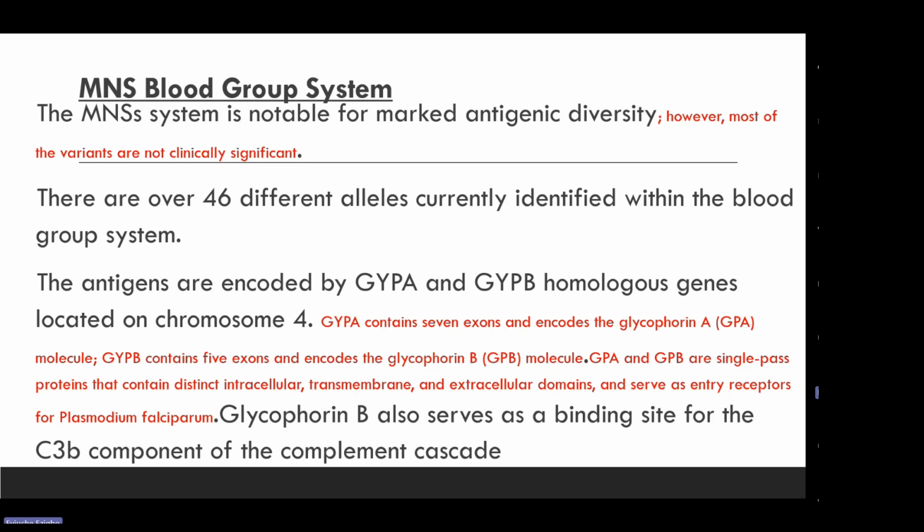That's a good one. The MNS blood group system. They are notable for marked antigenic diversity. Okay, there are over 46 different alleles currently identified within the MNS blood group system. The antigens are encoded by these homologous genes located on chromosome 4. The red one tries to describe the gene, so I wouldn't go into that. Glycoprotein B also serves as a binding site for the C3b complement component of the complement cascade.